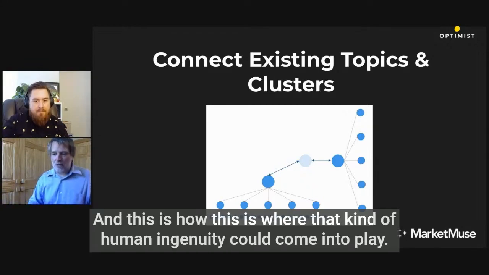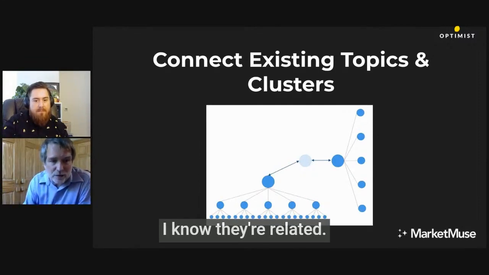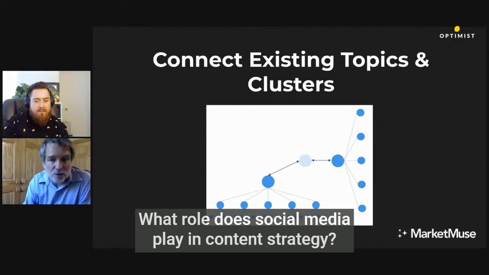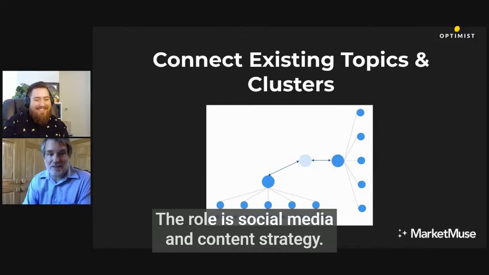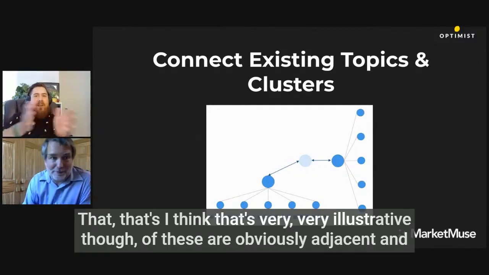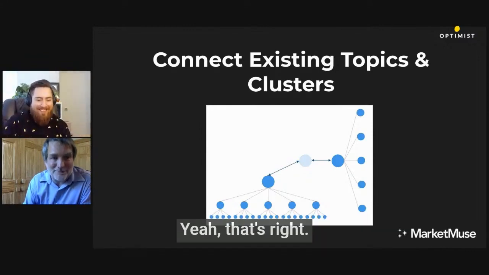And this is where that kind of human ingenuity could come into play. I'd think about, how am I going to connect that? I know they're related. What role does social media play in content strategy? I don't know. Maybe that's it. The role of social media in content strategy. Yeah, I think that's very illustrative. These are obviously adjacent and related topics, but the Venn diagram has only a small overlap, basically. Yeah, that's right.